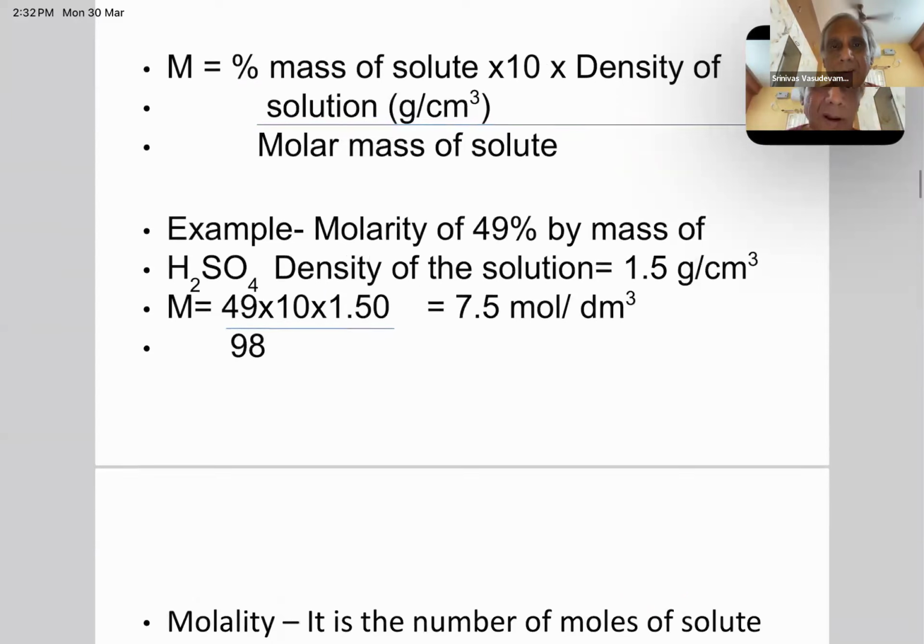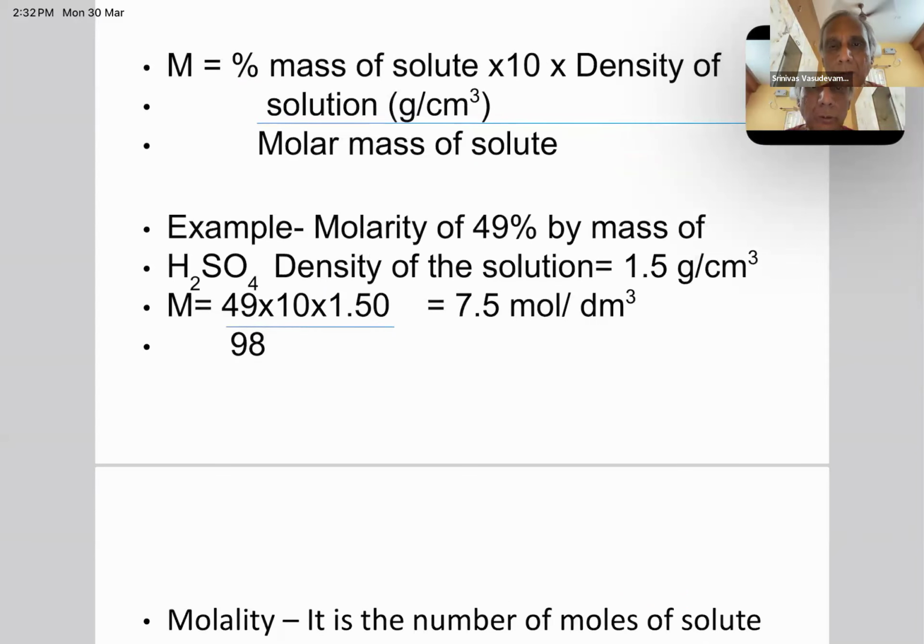If percentage mass is given, molarity is percentage mass of solute divided by molar mass of solute into 10 into density. Example, molarity of 49% by mass of sulfuric acid having a density of 1.5 gram per centimeter cube. So 49 divided by 98 into 10 into 1.5, which is 7.5 mole per decimeter cube.